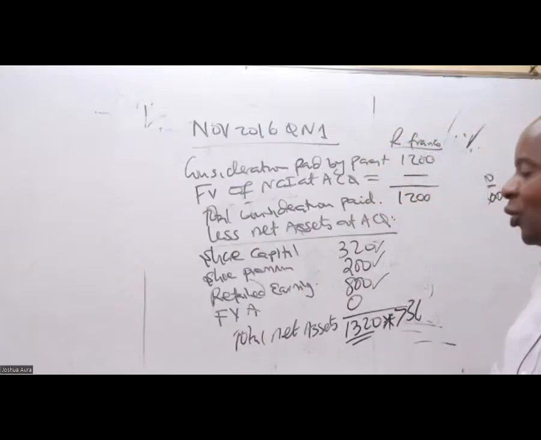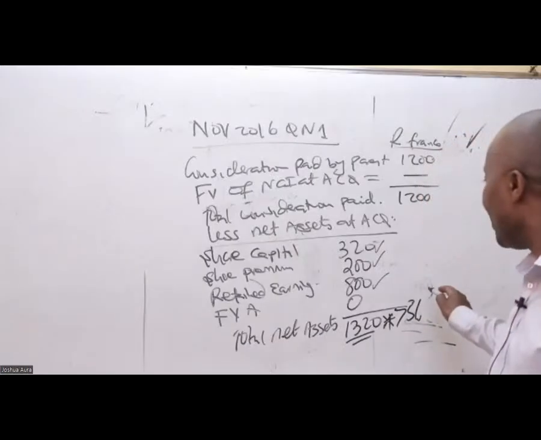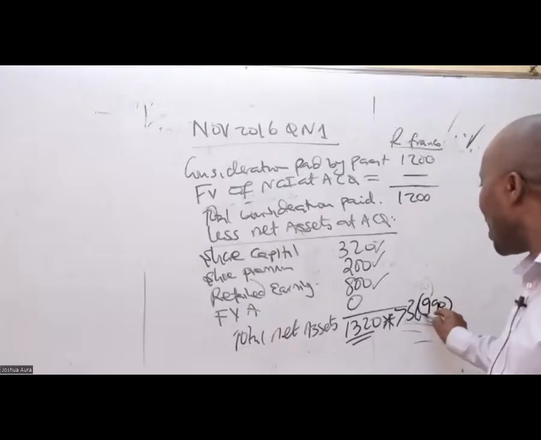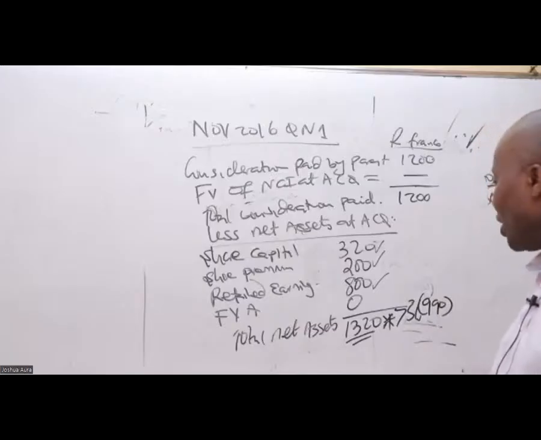75%. So 1320 times 75% gives me what figure? Gives me 990. So this 990 is what you subtract here. So can you kindly give me the final answer, which will be the goodwill at acquisition?